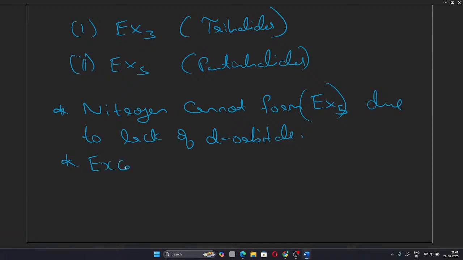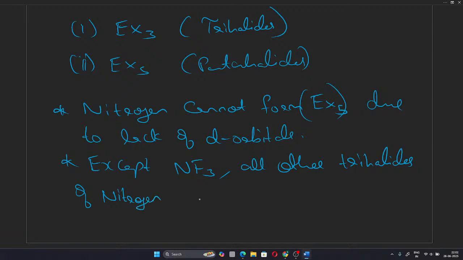Except NF3, all other trihalides of nitrogen are unstable.